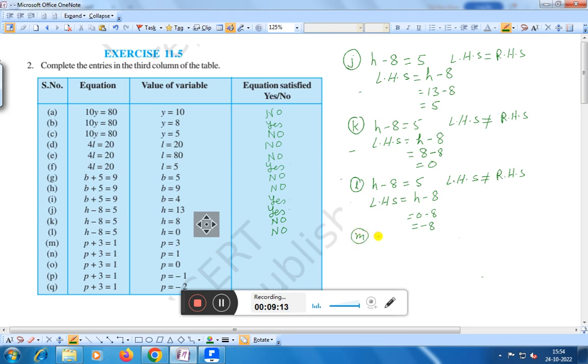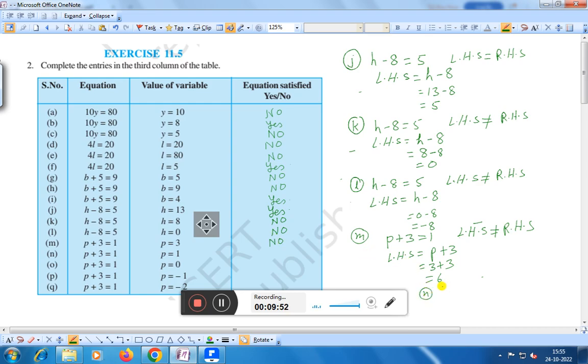Then M. Question number M is p plus 3 equal to 1. What is the value of p? Left hand side is p plus 3. The value of p is 3. That is 3 plus 3 is equal to 6. That means left hand side is not equal to right hand side. Therefore, it doesn't satisfy the equation. Therefore, it is no.